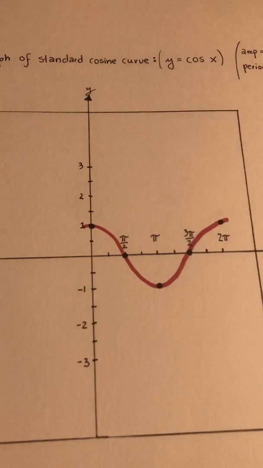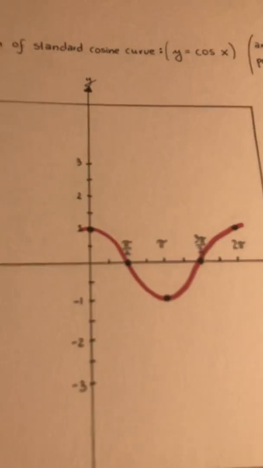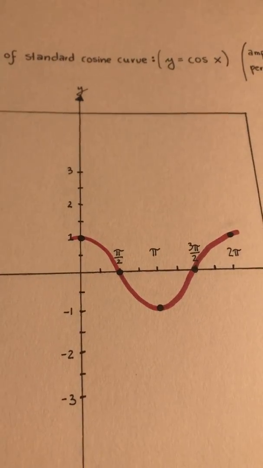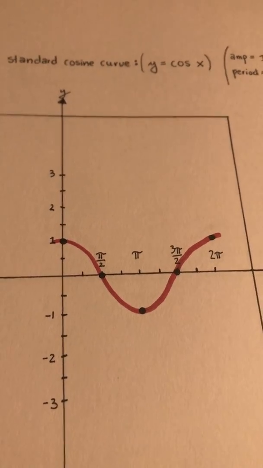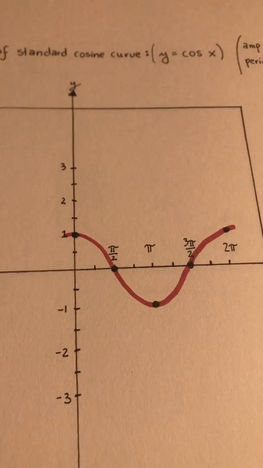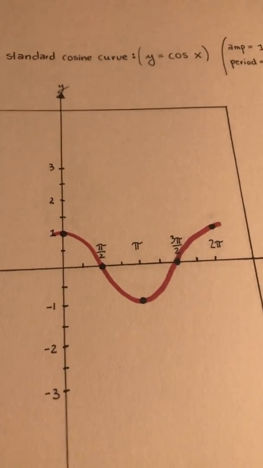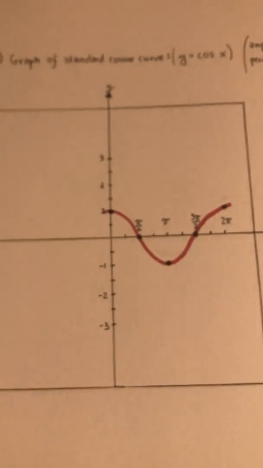So we're going to start at 1, and 1/4 of the way, or pi over 2, we're going to have the x-intercept, and 3/4 of the way, or 3 pi over 2, we're going to have another x-intercept. 2 pi is going to be our end. It's going to match up with the start, and our minimum is going to be at pi. So there we have our cosine curve. That's what it looks like.